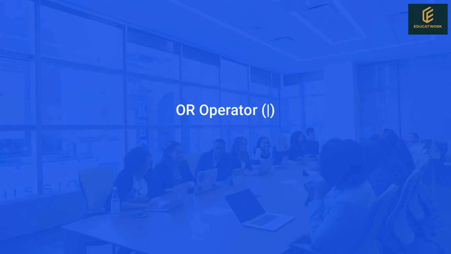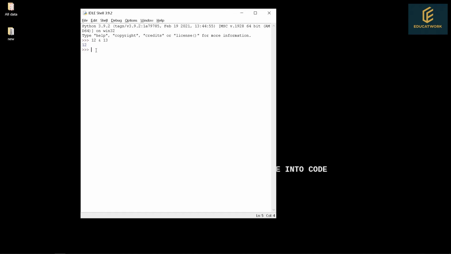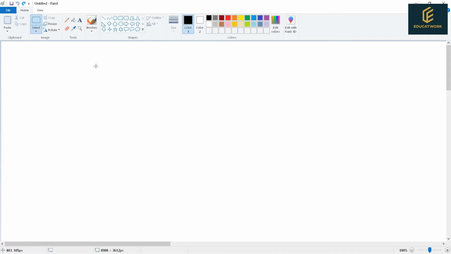Now, the OR operator sets each bit to 1 if one of the two bits is 1. Now let's do this also in IDLE. Type 12 or 13. Output is 13. Now let's see this also using binary. We know 12 is 00001100 and 13 is 00001101.